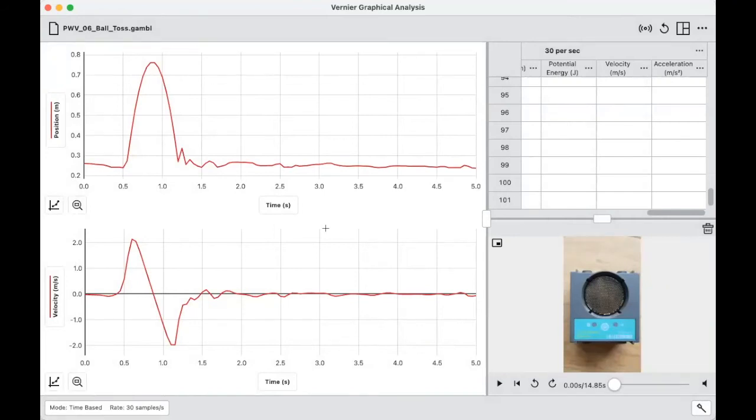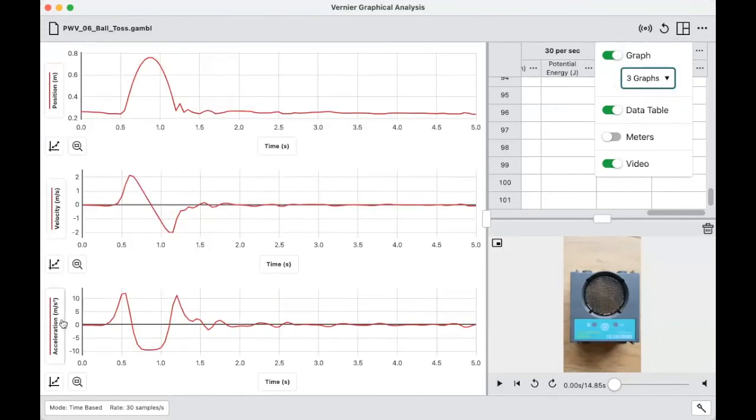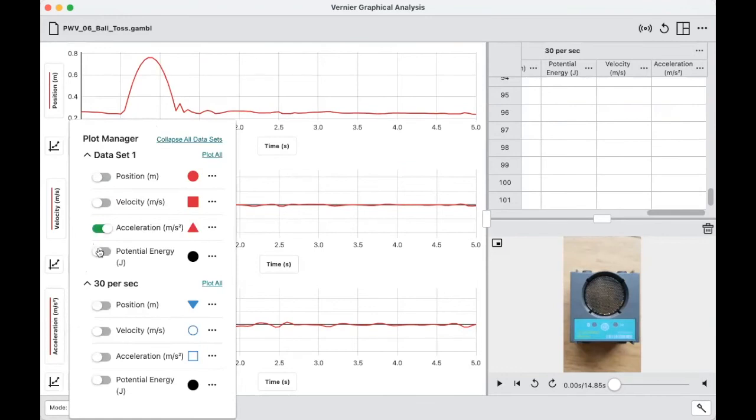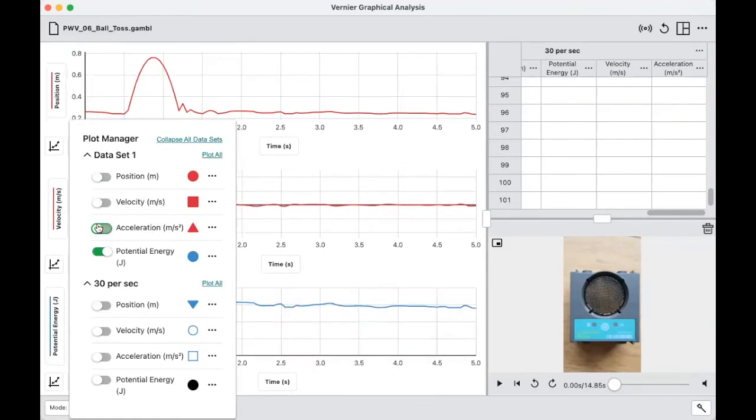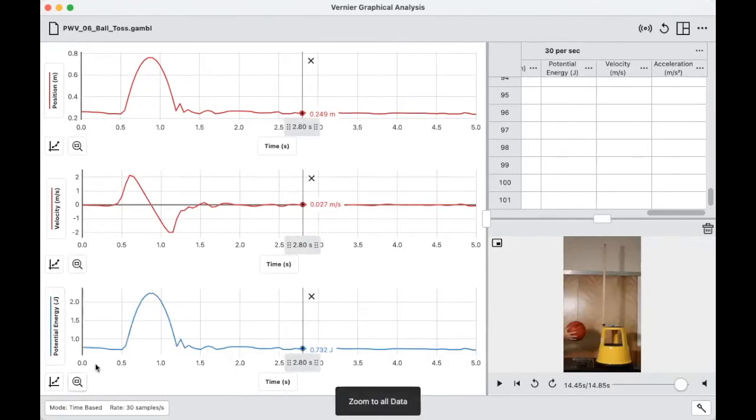Now, if I would like to graph that, I could come up here and maybe I do three graphs, and I make this graph, instead of acceleration, I make it potential energy of the ball, and I can auto scale that. And so this is now the potential energy.